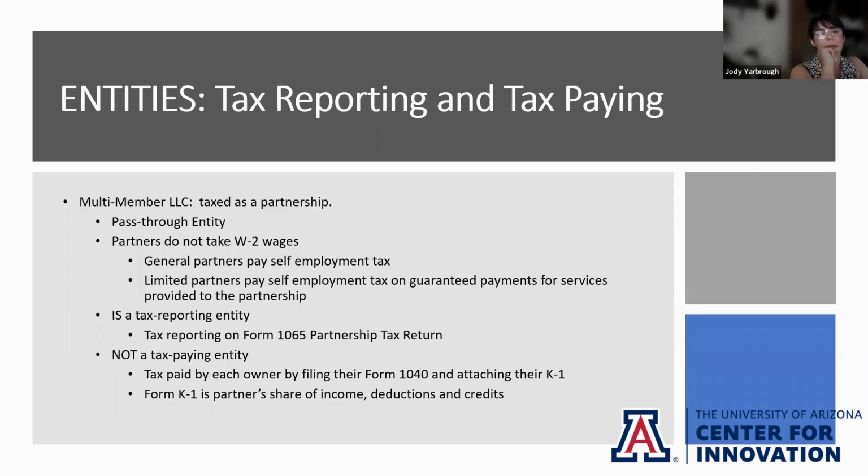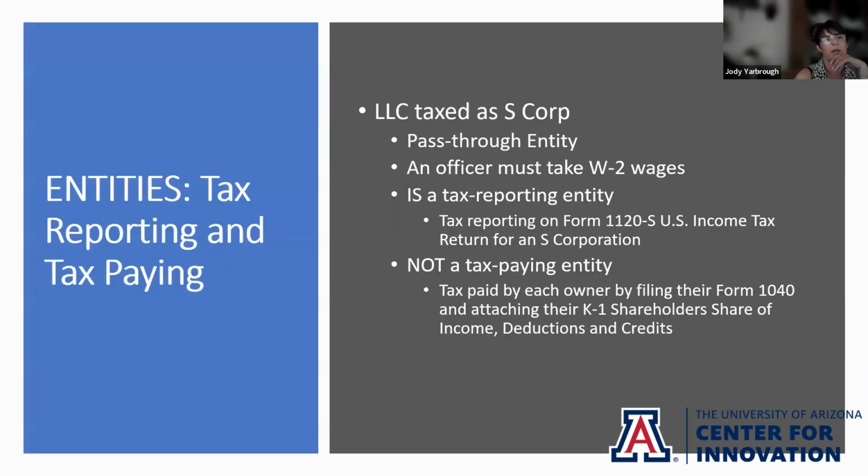It's not a tax-paying entity. So the tax is paid by each owner when they file their Form 1040 and they attach their K-1. And a K-1 is the partner's share of income, deductions and credits. So it basically summarizes everything that transacted in your business in those major categories. And then that pops into a line on your K-1 or on your 1040.